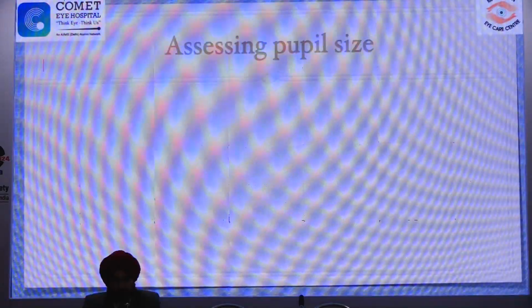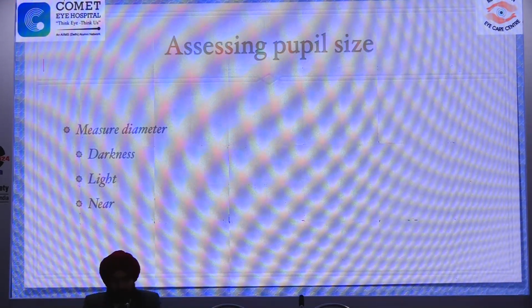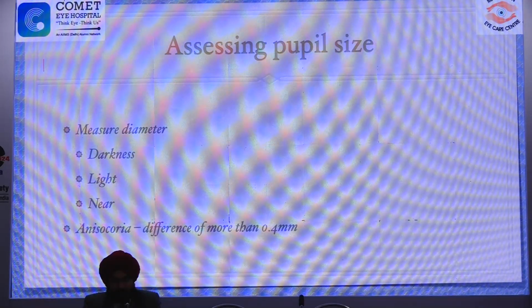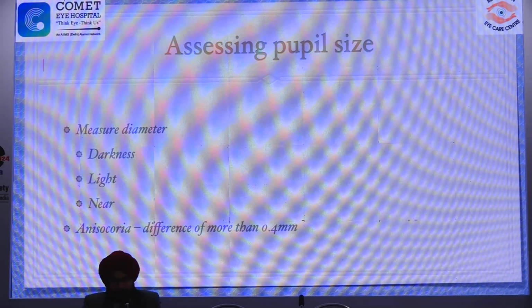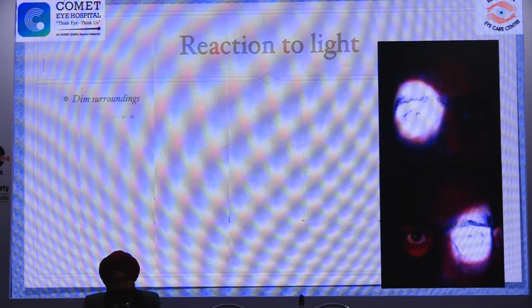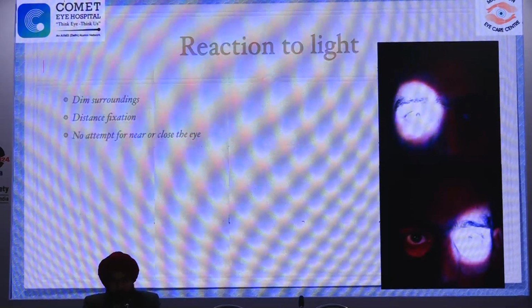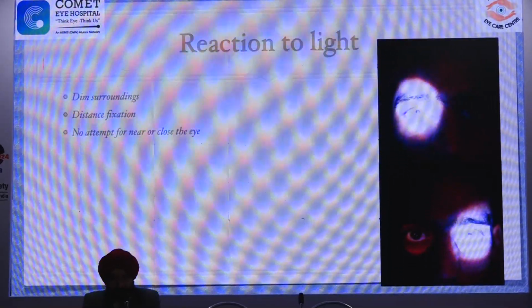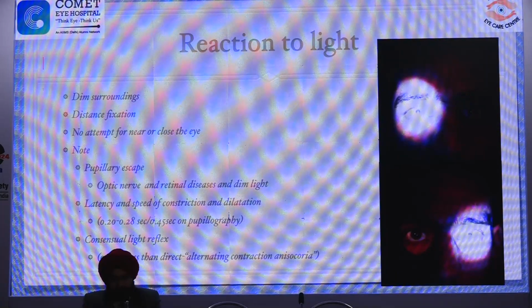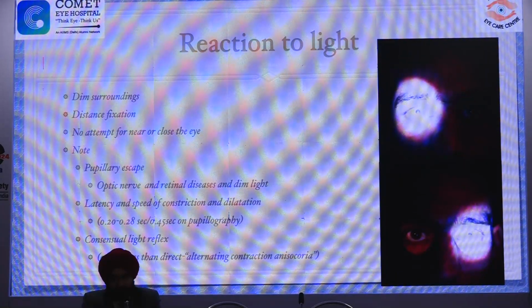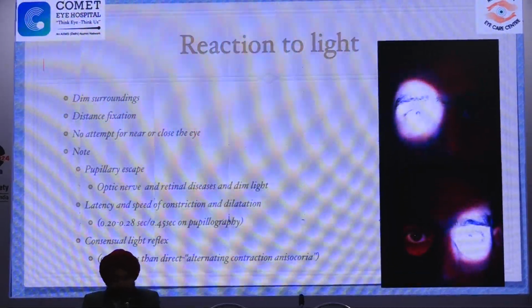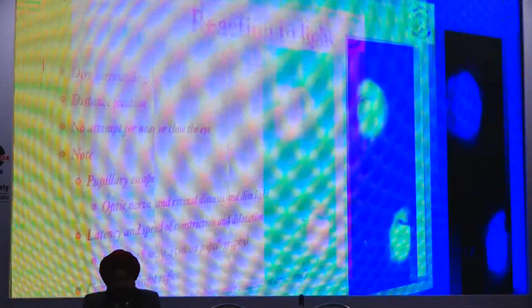So assess the pupil size, check the diameter in darkness, light and near. A difference between the two eyes of more than 0.4 millimeters can be termed anisocoria. Check the reaction to light. For that, dim the surroundings. Ask the patient to look at distance. Do not ask the patient to attempt near vision. And check the pupillary escape, which is dilatation followed by constriction followed by dilatation, seen in optic nerve and retinal disorders. Check the latency and speed of constriction. Also check the consensual light reflex.